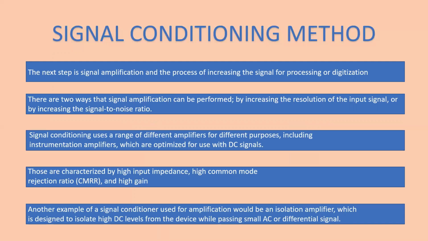Signal conditioning uses a range of different amplifiers for different purposes, including instrumentation amplifiers, which are optimized for use with DC signals. Those are characterized by high input impedance, high common mode rejection ratio, and high gain. Another example of a signal conditioner used for amplification would be an isolation amplifier, which is designed to isolate high DC levels from the device while passing a small AC or differential signal.